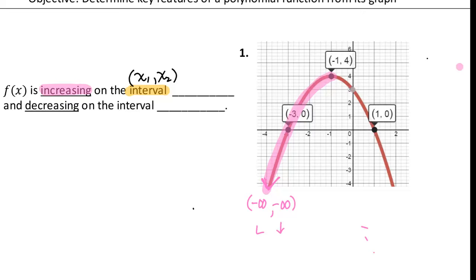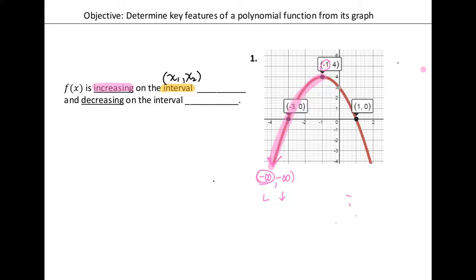So when I write my interval, I'm looking at the start of the pink to the end of the pink. It starts at negative infinity. And I'm going to follow my pink until where it stops at -1. Okay? So that's going to be my interval. Those two x values are from negative infinity, and it stops at -1 because -1 is like the maximum right there. Okay?